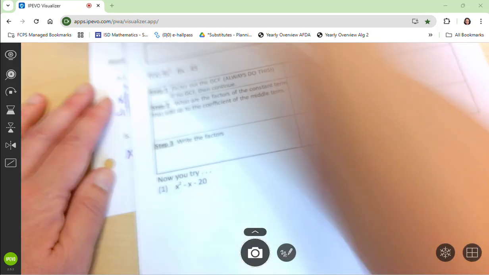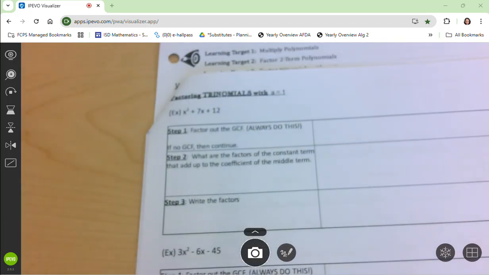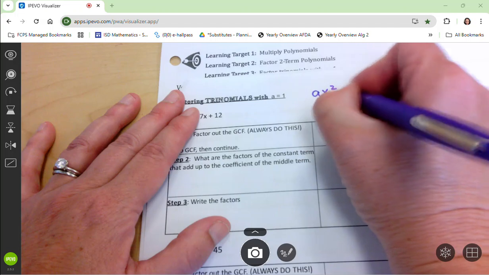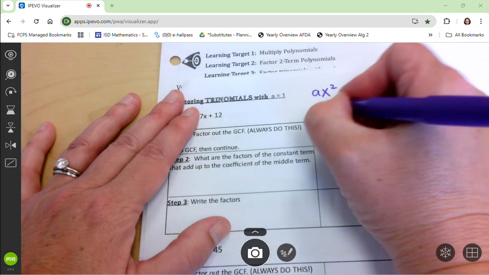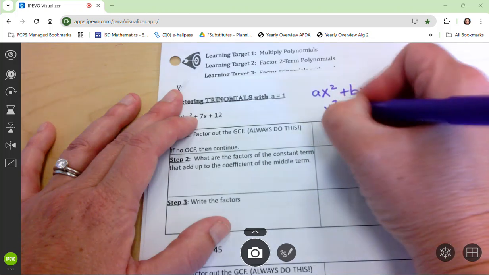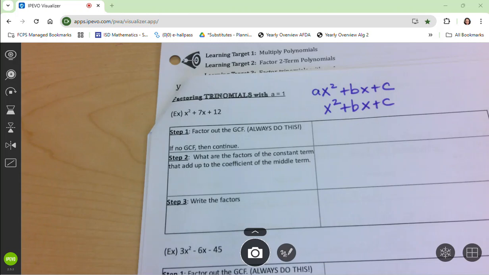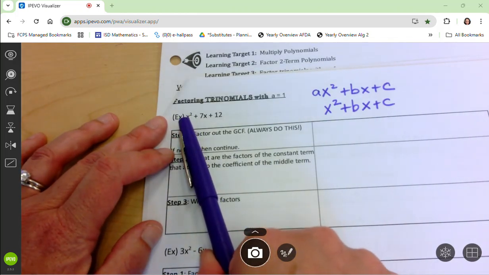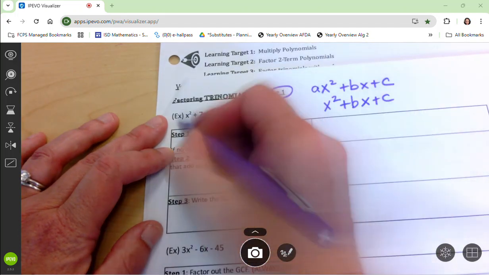All right, so factoring trinomials with a equals 1. Here's the reason why it says a equals 1. A trinomial is in the form ax squared plus bx plus c. So when a equals 1, then you just have x squared plus bx plus c. So we can only do this method if you have x squared and not like 2x squared or 3x squared. It says the a must be 1, so 1x squared to start.